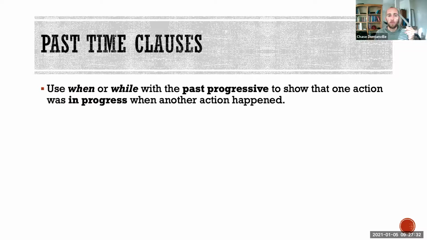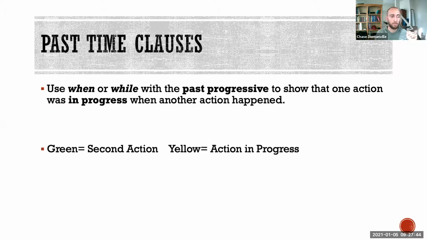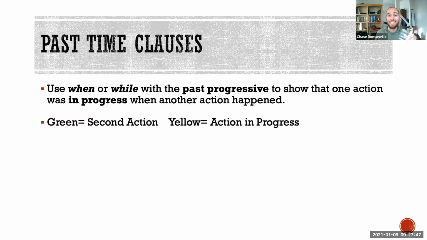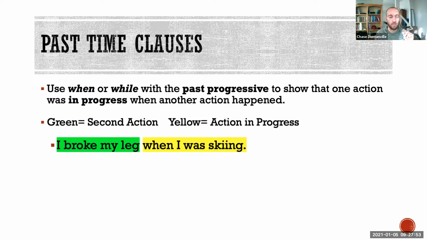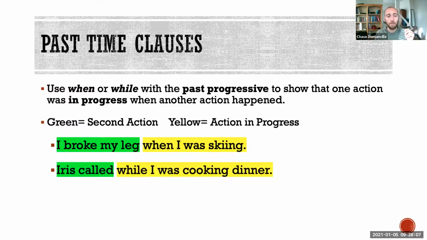You should use when or while with the past progressive to show that one action was in progress when another action happened. So remember, the past progressive shows us incomplete actions. So here I have in green is the second action and the yellow is the action in progress. So let's look. I broke my leg when I was skiing. So when I was skiing, the action in progress, incomplete. Second action, I broke my leg. Iris called while I was cooking dinner. So I was cooking dinner in progress, and then Iris called.